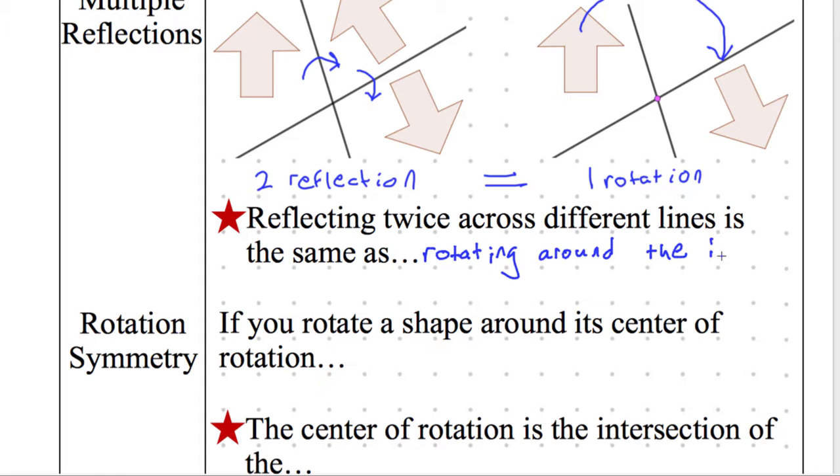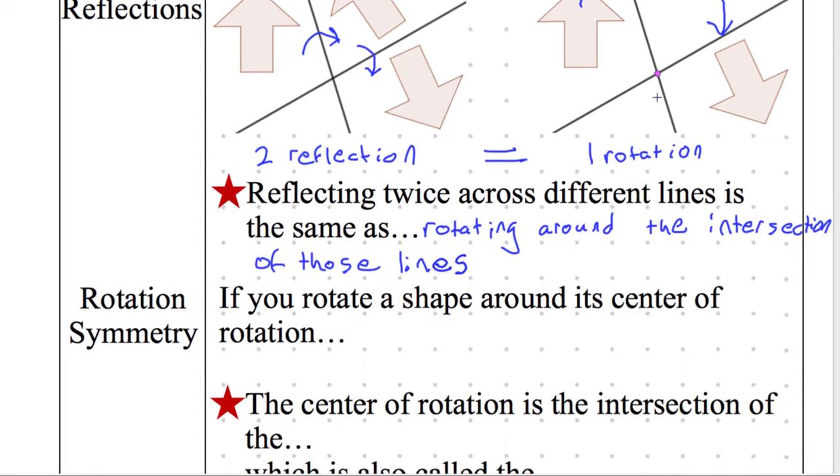Rotating around the intersection of those lines. Kind of a cool property. Hopefully you can remember that where those two lines intersect, two reflections equal rotation. The rotation is around the intersection point. Try to remember that. And we're going on to the next part.